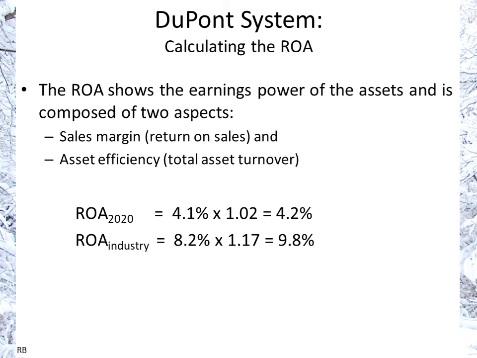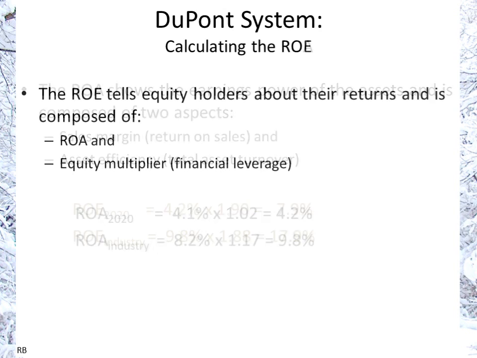And the return on assets in the industry is 8.2 times 1.17. So you can see that the asset efficiency is somewhat lower, and the sales margins, so the profit margins, are significantly lower, they're 1/2, and that's where we get a large difference between our company and the industry.